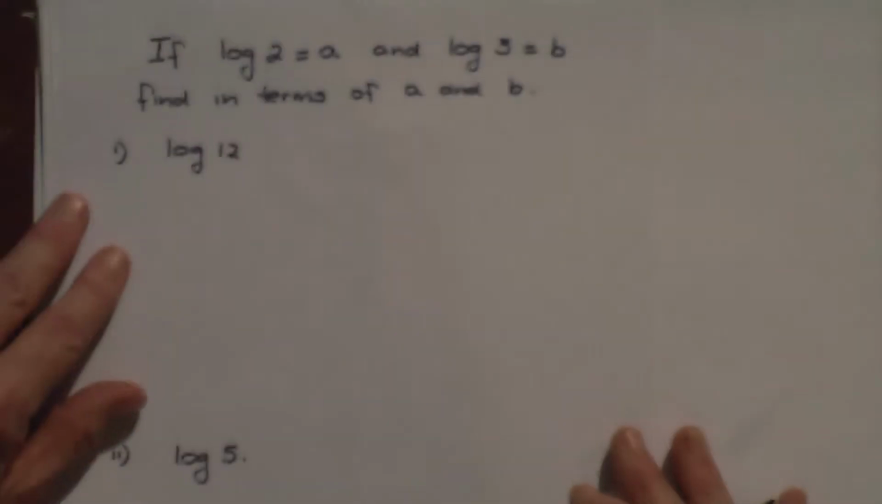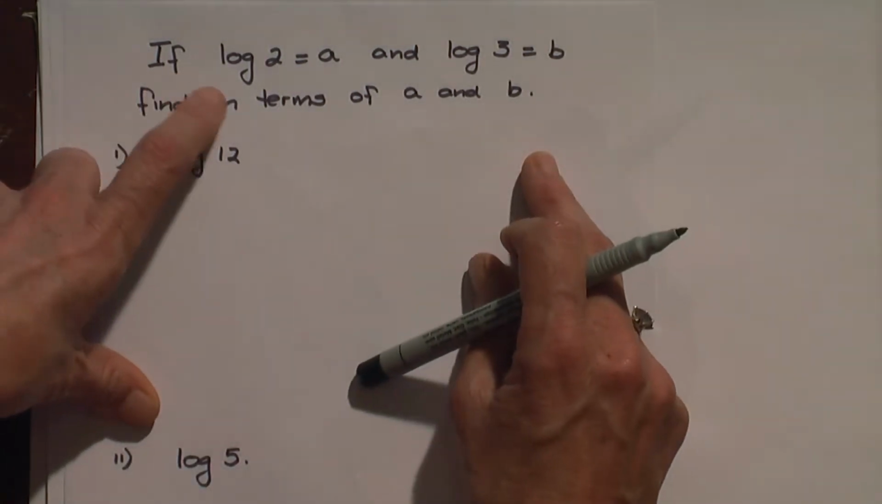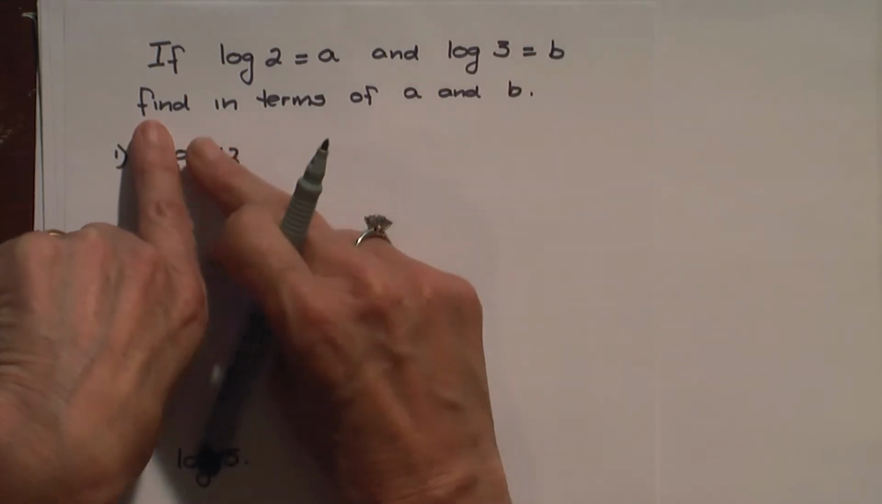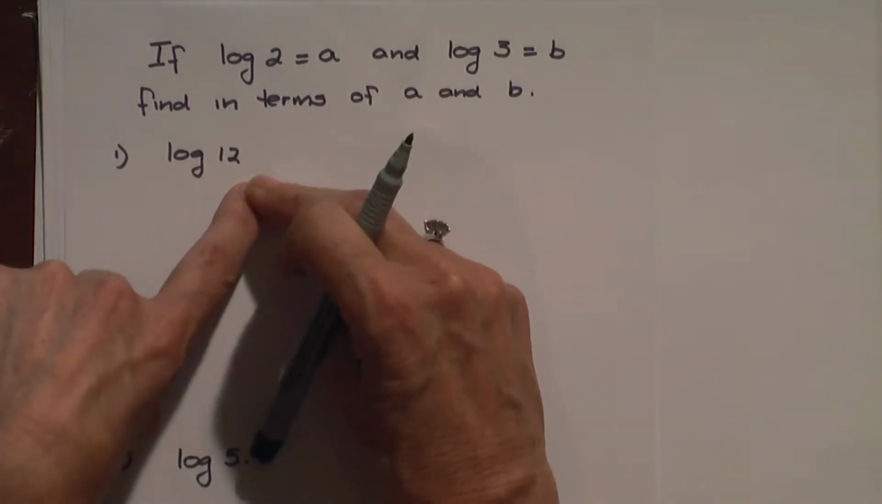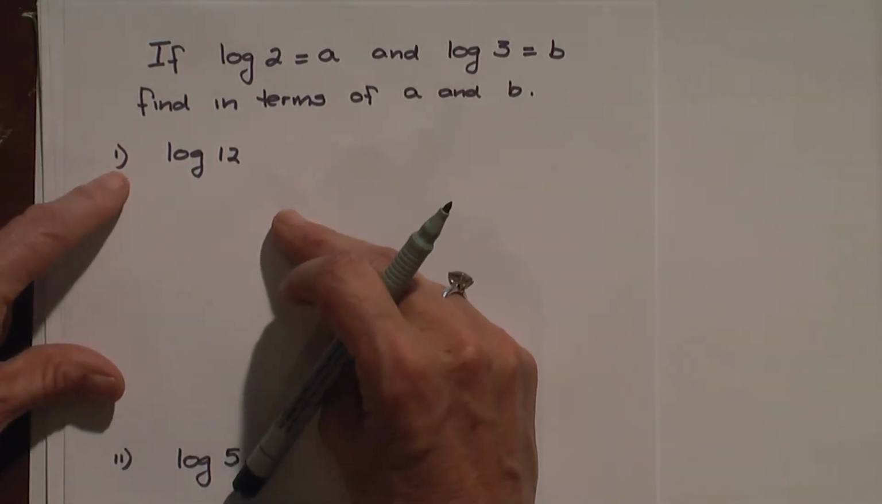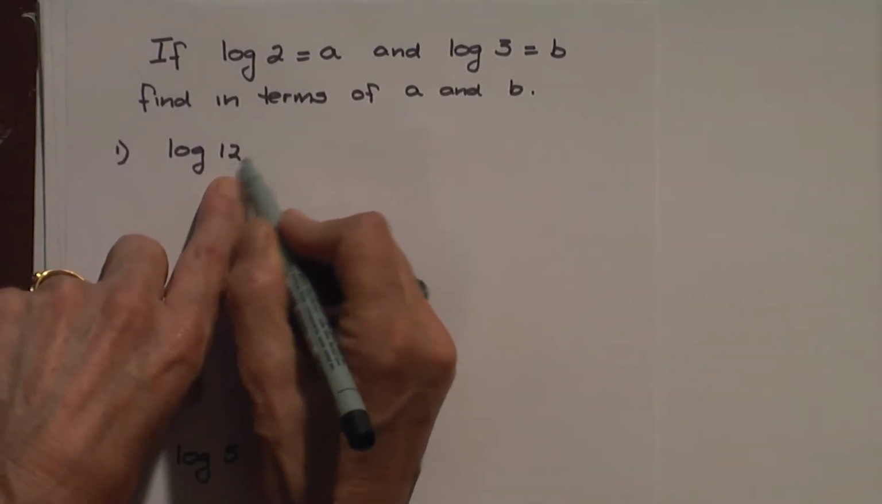Right, now let's look at this. This they could easily ask you. And I've been asking my students questions like this because you can't use a calculator. If log 2 is A and log 3 is B, find in terms of A and B log 12. Now, the rule tells me that when I'm multiplying the numbers, I add the logs. So this has got to be written as multiplication.